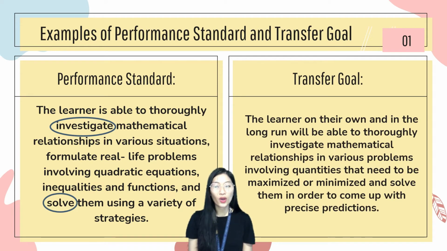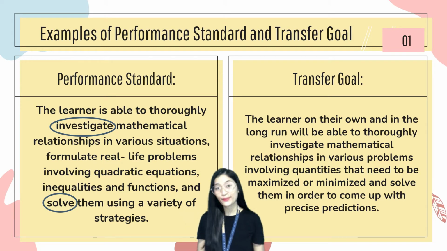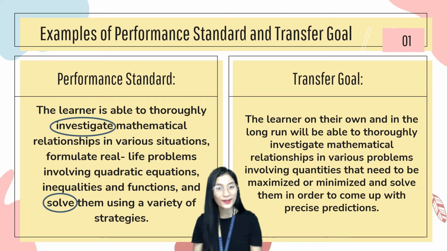The learner on their own and in the long run will be able to thoroughly investigate mathematical relationships in various problems involving quantities that need to be maximized or minimized and solve them in order to come up with precise predictions. It was already discussed that the transfer goal is the prerequisite ingredient for the performance task of the transfer learning goal. So basically, it is the basis of performance task.